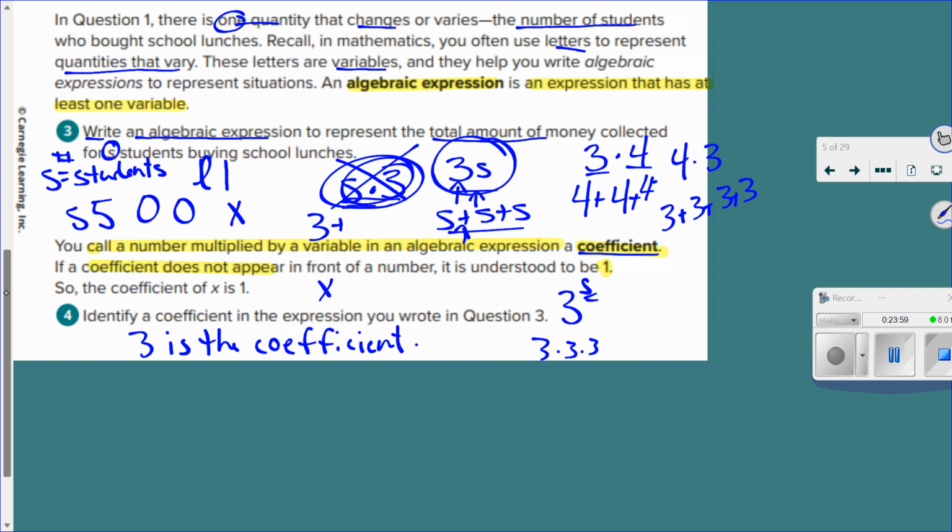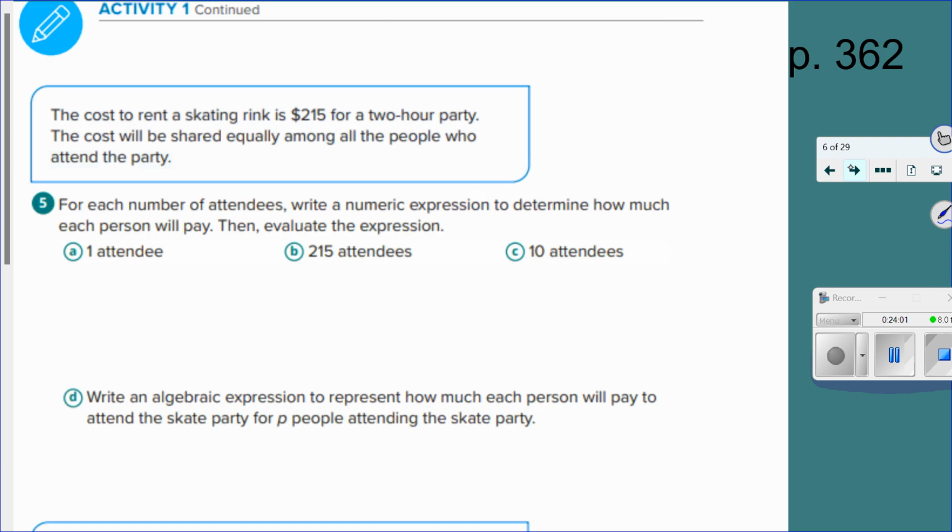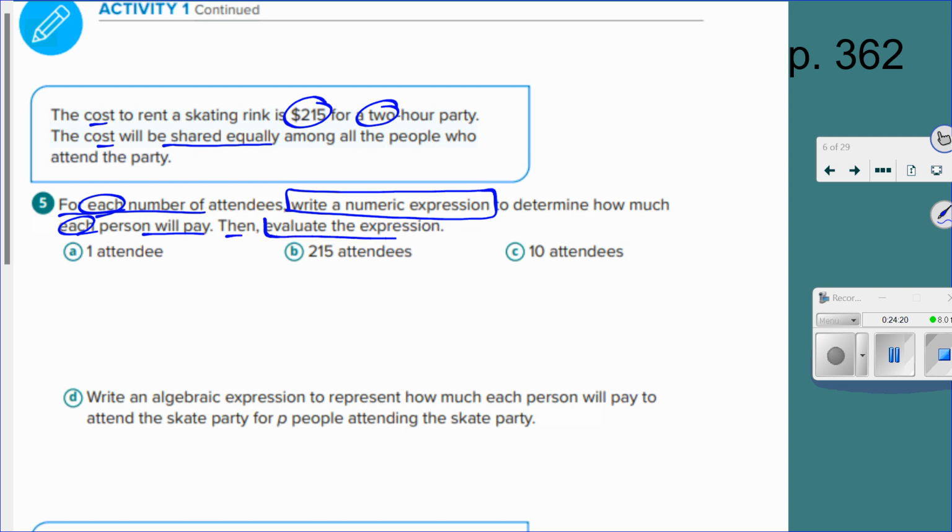The cost to rent a rink is $250 for a 2-hour party. The cost will be shared equally among all the people who attend the party. For each number of attendees, write a numeric expression to determine how much each person will pay. Then evaluate the expression. There are 2 parts. First, write an expression: how would you find the answer? And then evaluate the expression. We'll give you about 4 minutes. If you knock those 4 out, try to do part B as well.